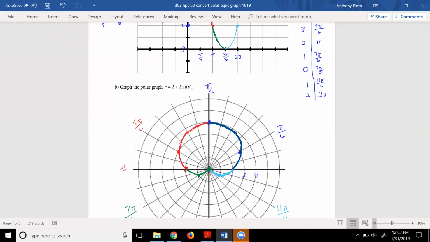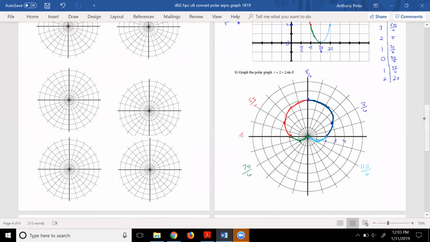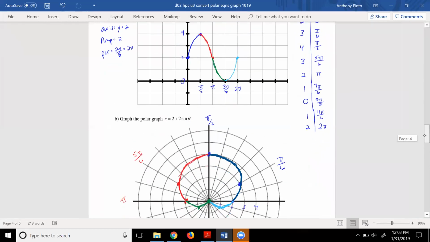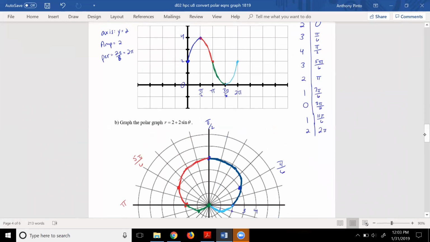And that's our graph. So if we look, let me zoom in a little bit. There we go. If we look at a comparison of these two graphs, what you see above is this equation graphed on the rectangular coordinates, and down below on the polar graph. We're going to do more of this tomorrow.